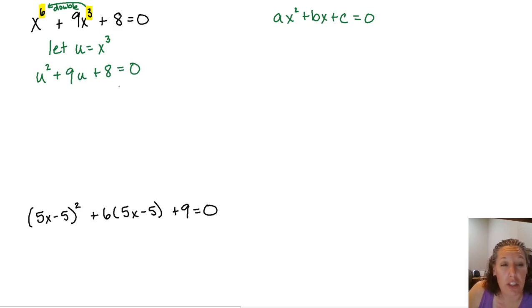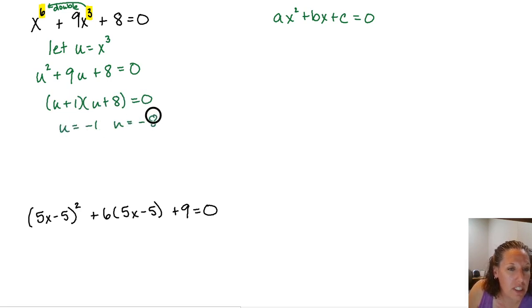That is a quadratic. That quadratic will factor quite nicely. It's going to factor to u plus 1, u plus 8 equals 0, since the factors of 8 that add to 9 are 1 and 8. Set each of those equal to 0. We get u is equal to -1 and u is equal to -8. Now that we've solved that for u, what we're going to do is go back to our x's and substitute back in. Instead of u, we're going to get x cubed equals -1 and x cubed equals -8.